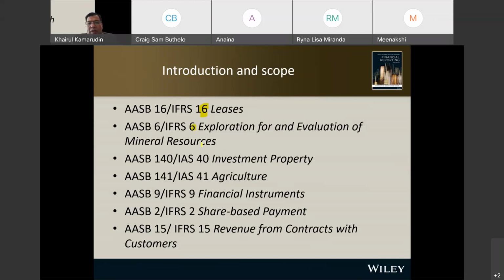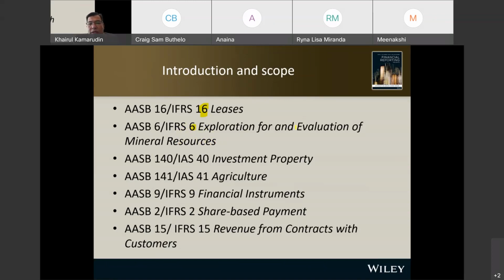Exploration and evaluation of mineral resources. This is for oil and gas, E&E, exploration and evaluation of mineral resources. For example, this is not oil and gas. Normally, in the oil and gas industry, you have to know this accounting standard. We don't cover that in our syllabus, but I think we should include this also.